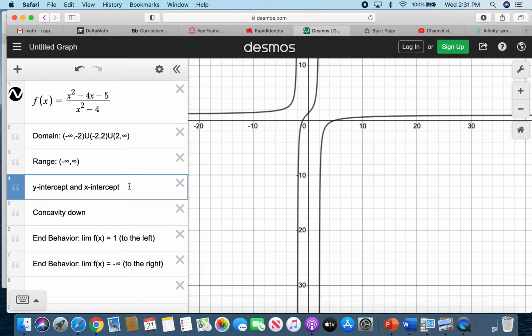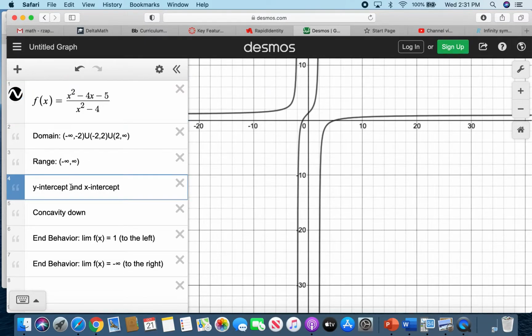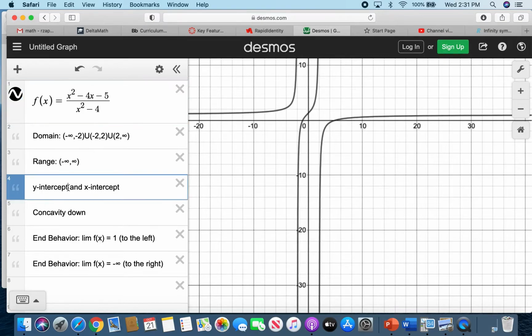Okay, now what about the y-intercept and the x-intercept? All you have to do is to dot this, and you have an x-intercept at (5, 0), and a y-intercept at (0, 1.25).